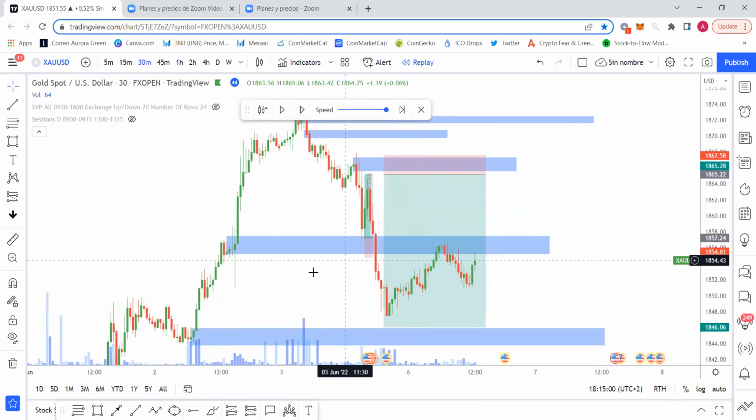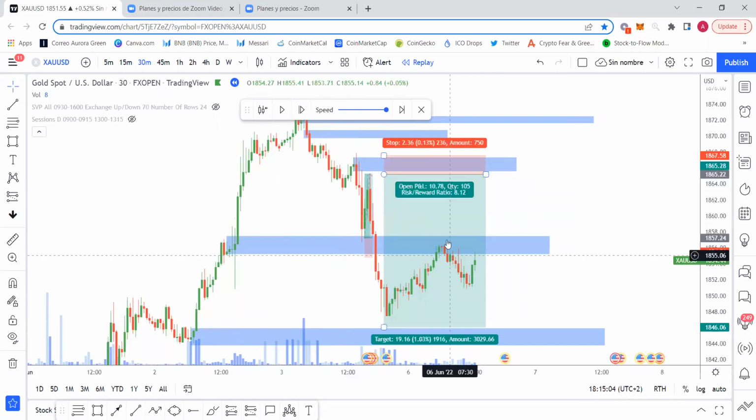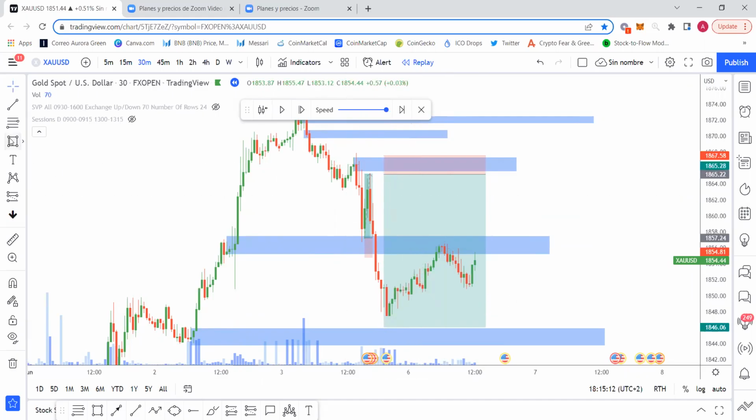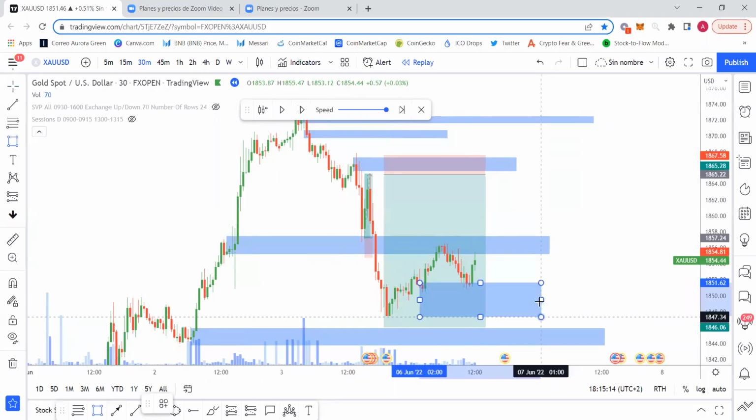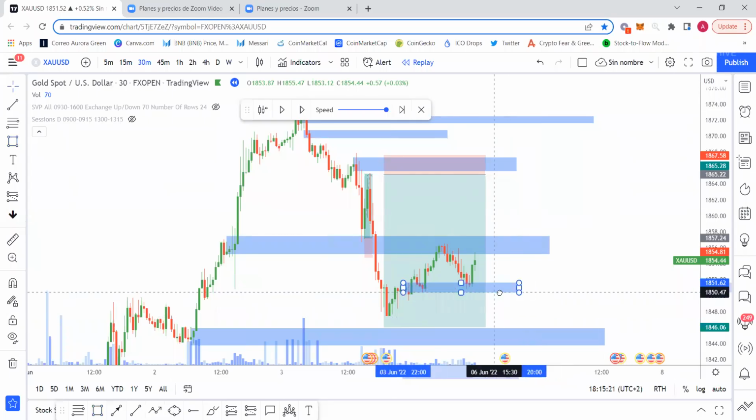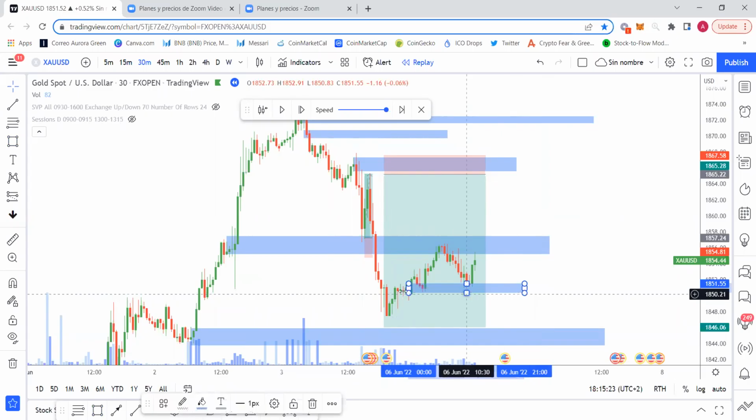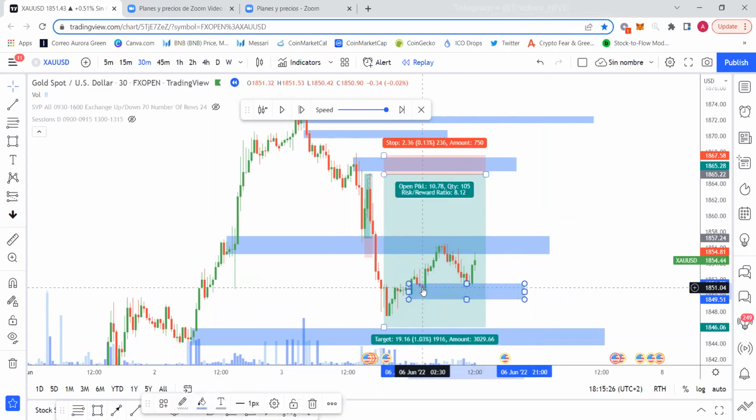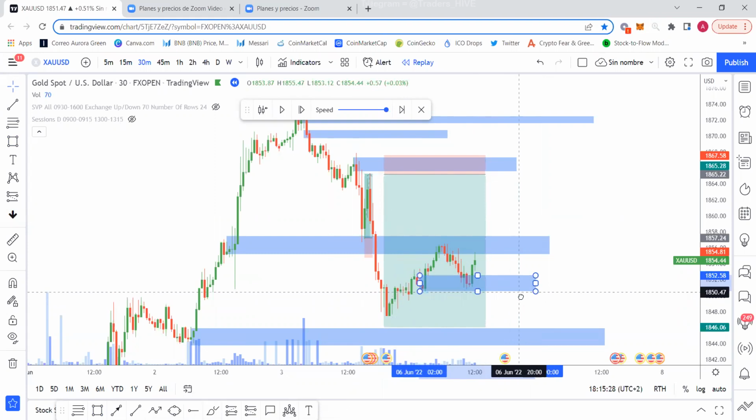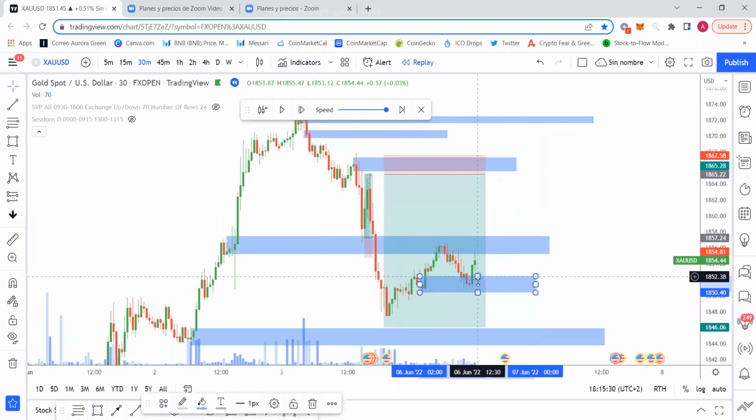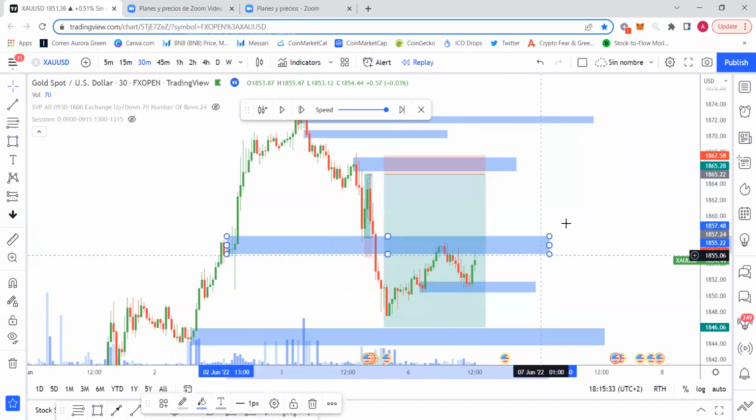Well, now, as we have commented, demand becomes supply. Okay, here we would have got a great trade until this demand zone right here, okay? As you can see. Now you may wonder, why wouldn't you take this demand zone right here? Because if you see, it has already been tested, so it's not fresh. So I'm going on to this one.